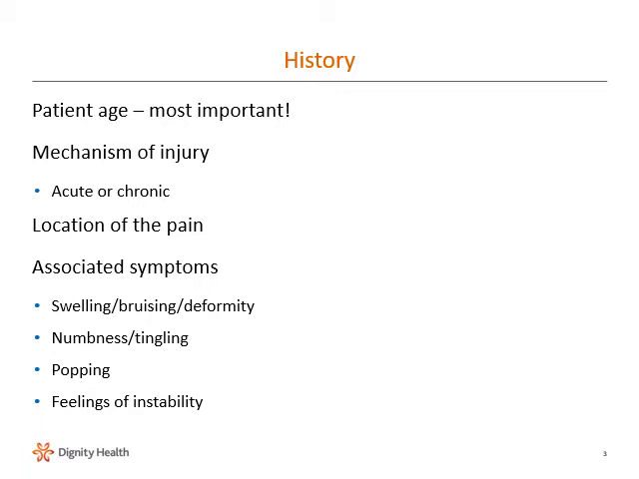Also, obviously important is the mechanism of injury. Was it from an obvious incident, or is it something that developed over time? By far, most rotator cuff tears are quote unquote wear and tear or things that develop over time. The location of the pain is important, as we'll see in a minute, and then of course any associated symptoms.